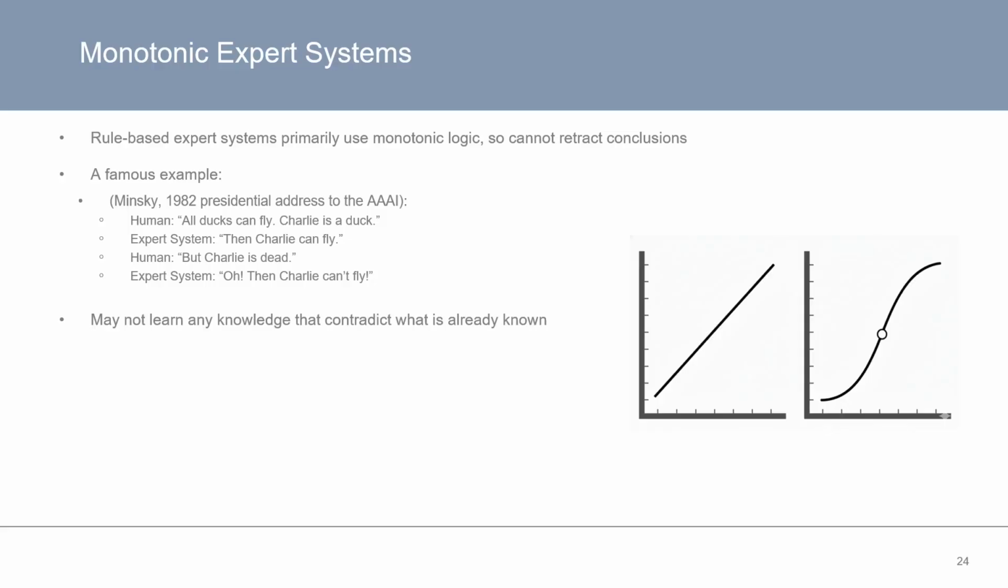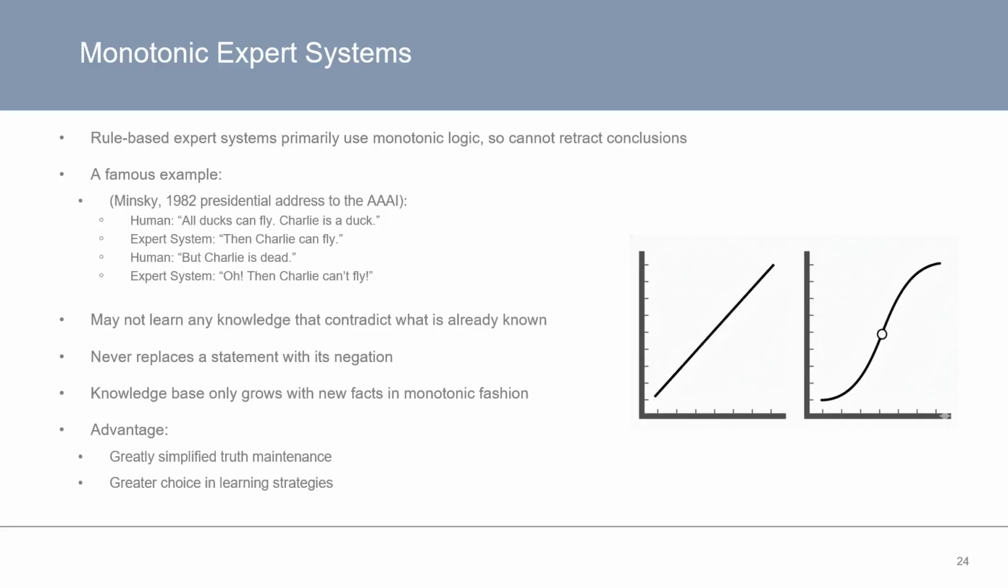However, a monotonic expert system can't learn any knowledge that contradicts what's already known by the system. In other words, you can't replace a statement with its negation. Therefore, the knowledge base can only grow new facts in a monotonic, one-directional fashion. The advantages of these monotonic expert systems is that they greatly simplify truth maintenance, and there's greater diversity of learning strategies that you can use with these systems.